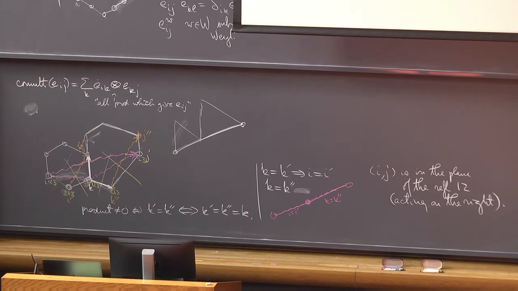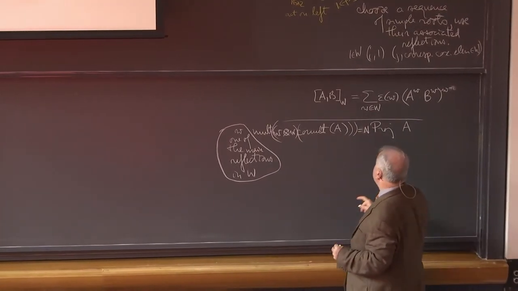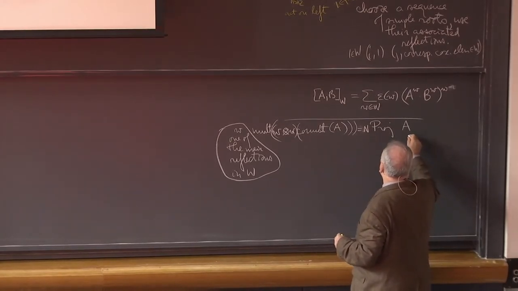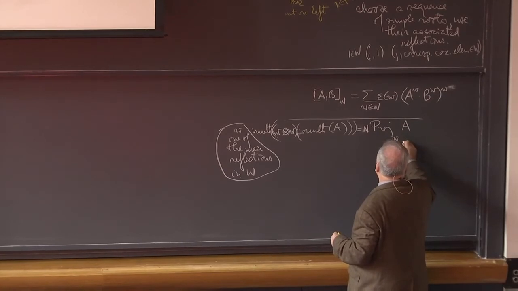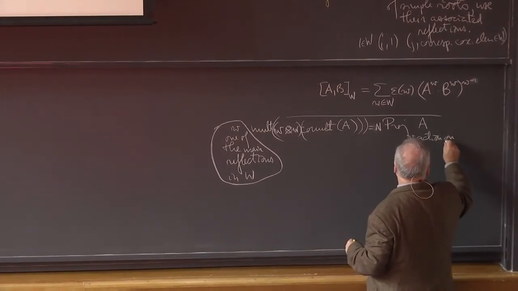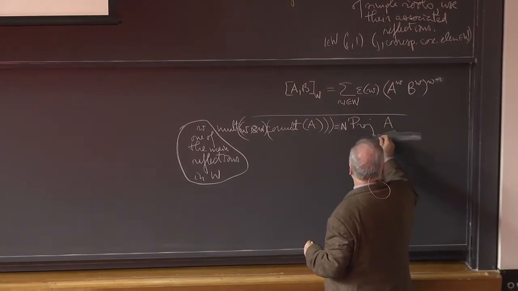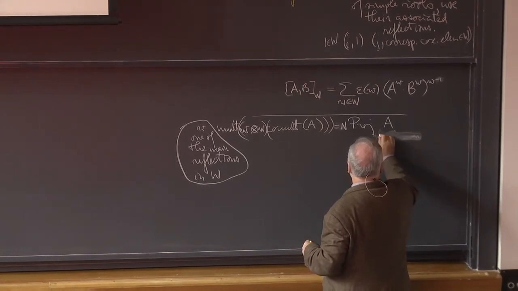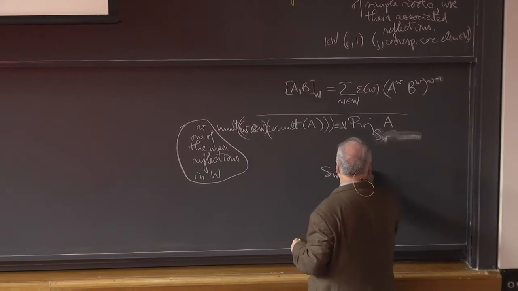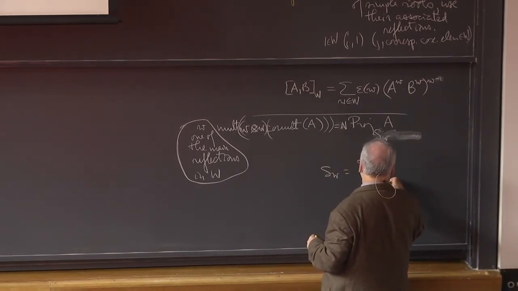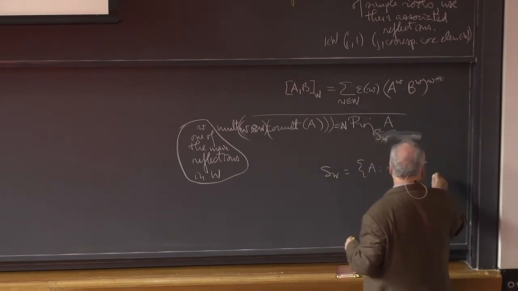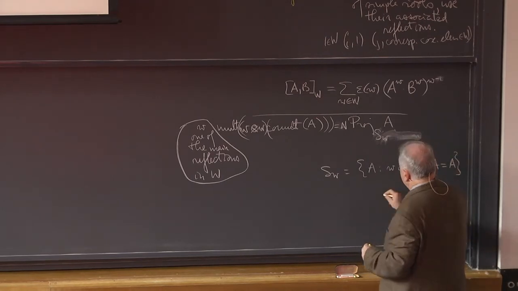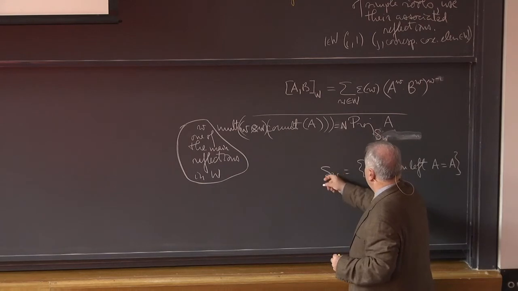So this is n times, actually n to the power, yes, it's n times a projection of A onto the W acting on the right, projection on a subspace SW, where SW is the space of A such that W acting on the left of A equals A. So it's a diagonal subspace. Let's put here delta W. So this is a diagonal.